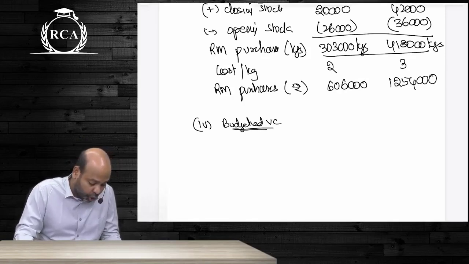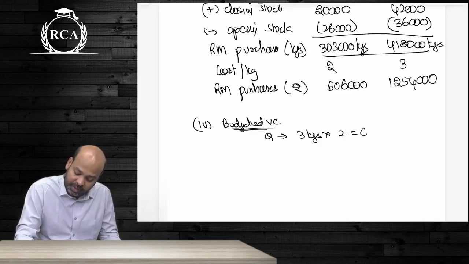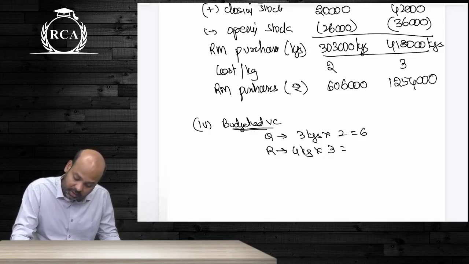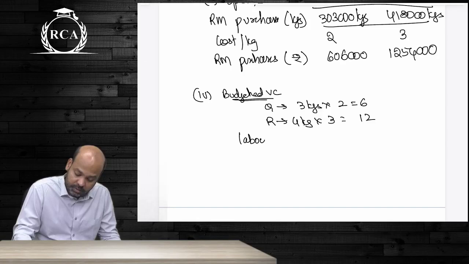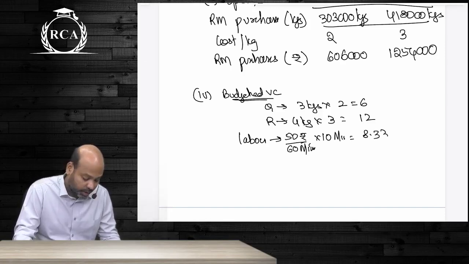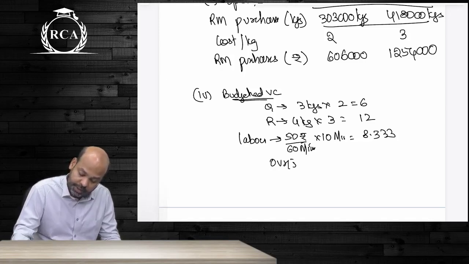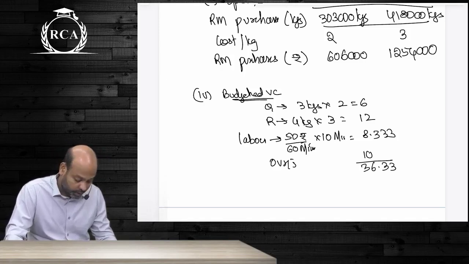Raw material Q, guys, how many kgs do we need? 3 kgs at 2 rupees, that will be 6 rupees. Raw material R we need 4 kgs beta at 3 rupees. कितना हो जाएगा? 12 rupees. Labor कितना है बेटा cost? 50 rupees for 60 minutes, but we need only 10 minutes. 8.333. Other variable overheads, overheads beta is 10 rupees. Total 36.333.